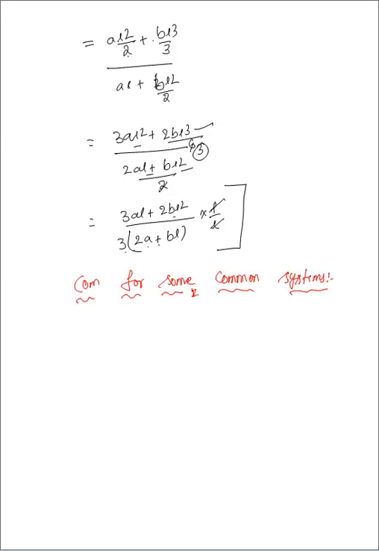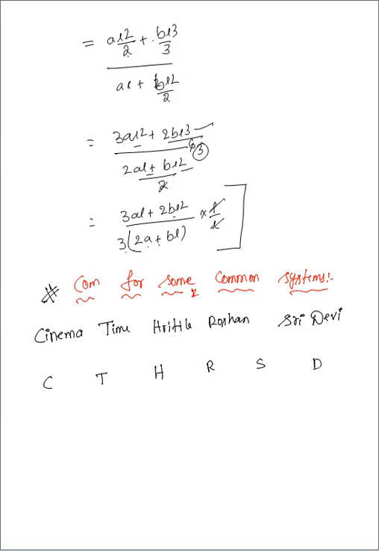Center of mass for some common systems we are going to discuss here. I am going to give one short trick to remember all these things: Cinema time, Hrithik Roshan, Sridevi. Take C outside here, T outside, H outside, R outside, S, D, and for all these we are going to give values.